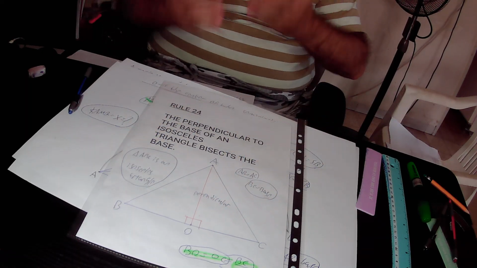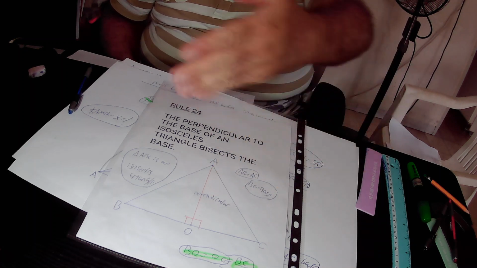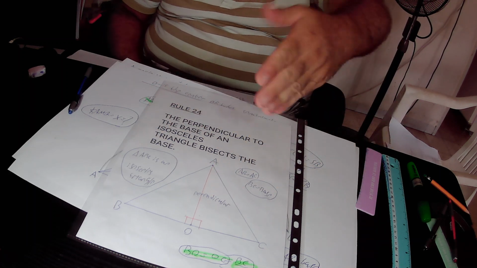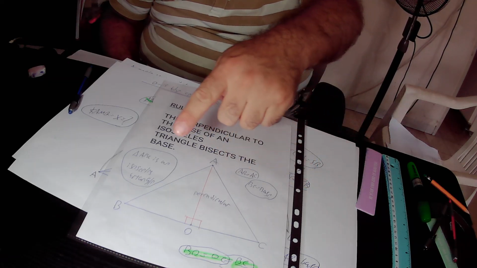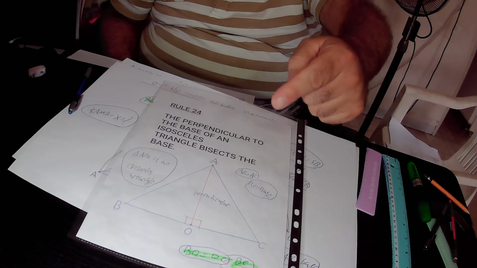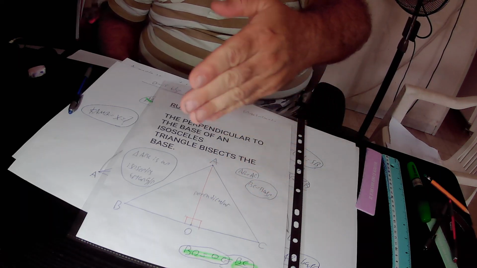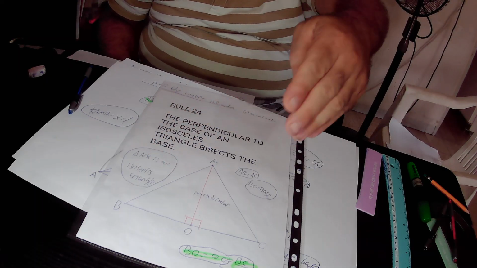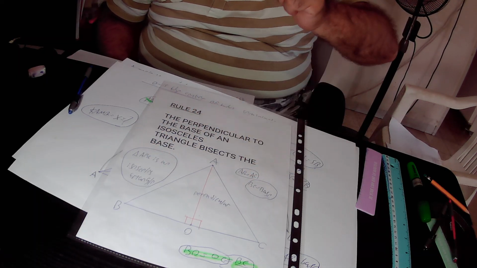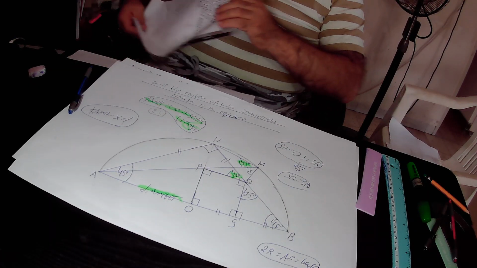And according to this rule 24, the perpendicular AO to the base BC bisects the base BC. That is to say, it divides the base BC into two halves. Each half equals BC over 2. So the first half BO equals BC over 2, the second half also equals BC over 2, and of course the first half BO equals the second half OC. So we can actually implement rule 24 in our drawing.